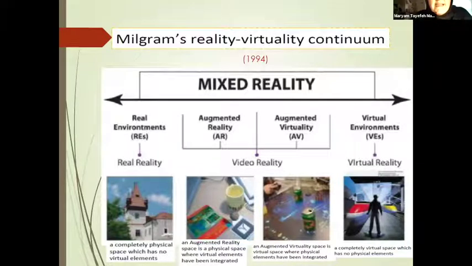Augmented reality, as you can see in the left picture here, is a physical space where virtual elements have been integrated. For instance, in this picture, you can see the gray ball superimposed on the physical table near the cup. But augmented virtuality, as you can see in the next picture, is a virtual space where physical elements are superimposed. Just like the picture you can see here, on the table you have a virtual environment, but the cans which are available on the table are physical and real.